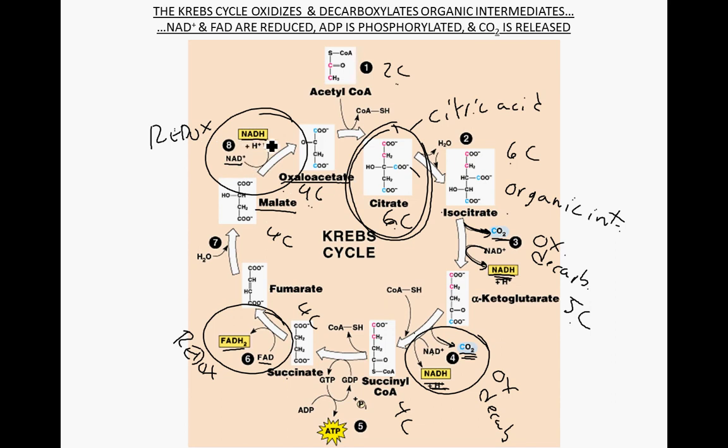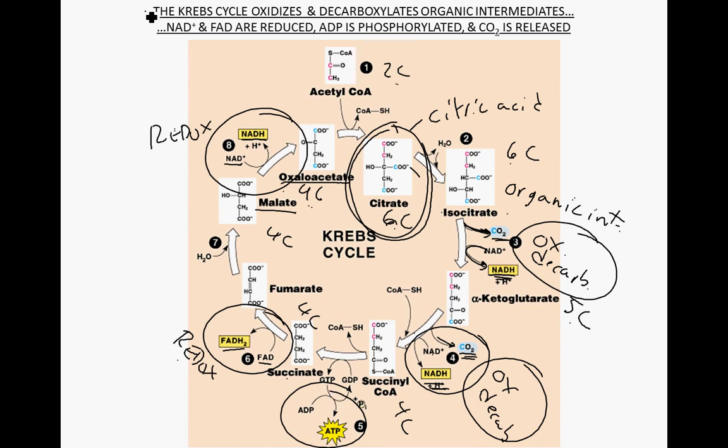So I'm getting a redox and a decarboxylation, redox and decarboxylation, redox, redox. And then at the very bottom, in this step down here, I'm also going to be generating ATP. So as this Krebs cycle spins round and round, we're doing several different things.